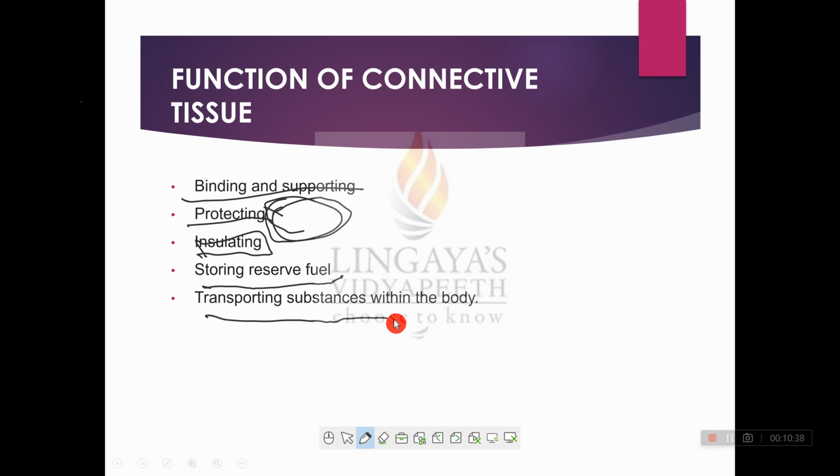Next function is transporting substances within the body. As the connective tissue binds one organ to another organ, it works as transporting substances to the different parts of the body by the connectivity.